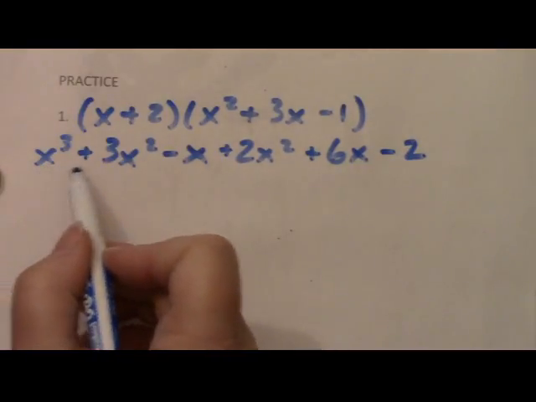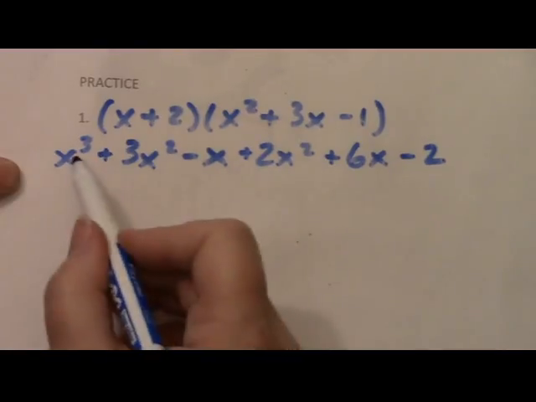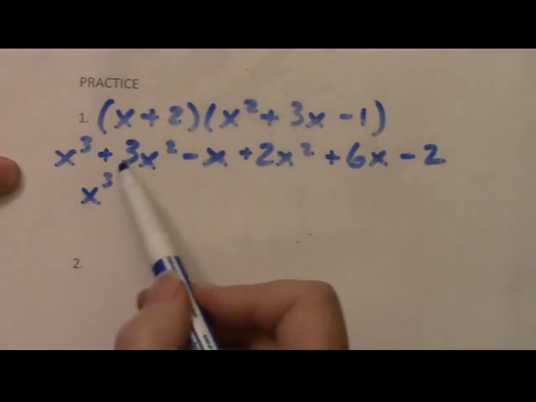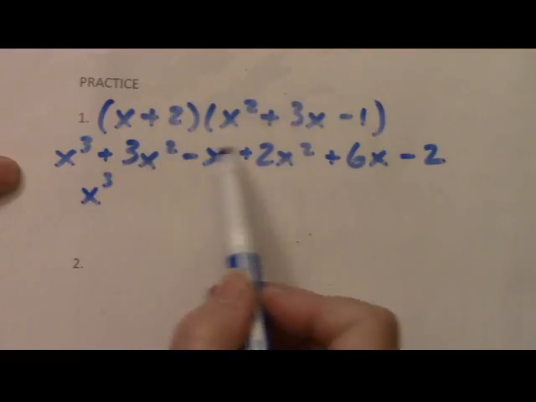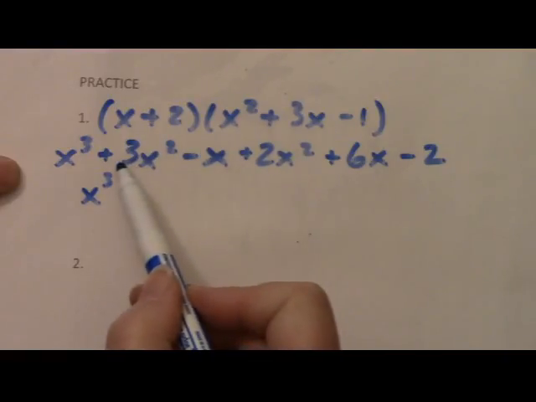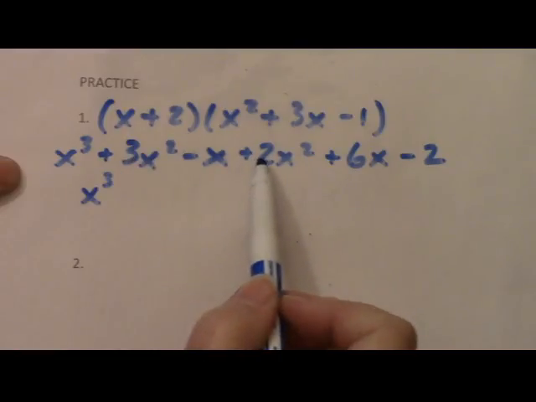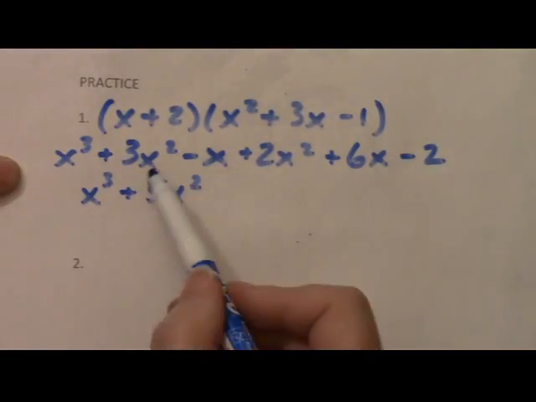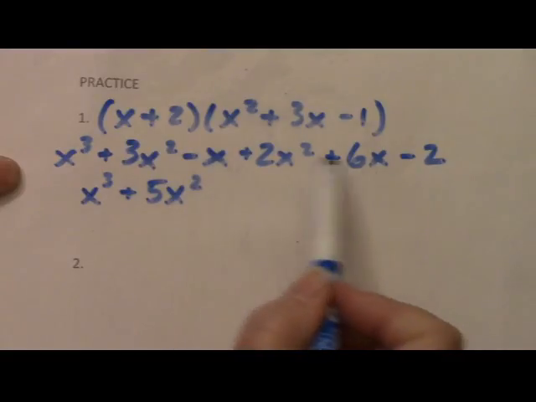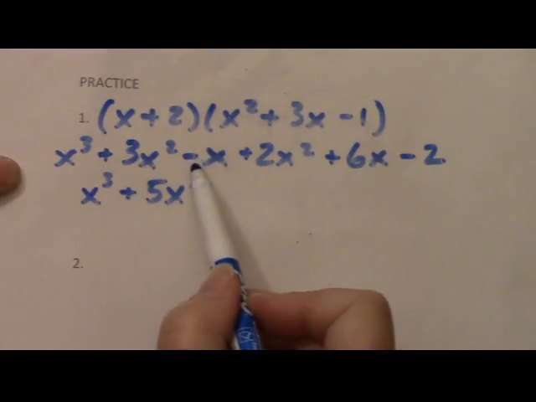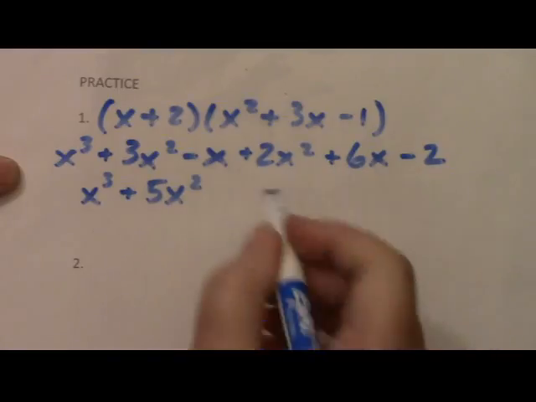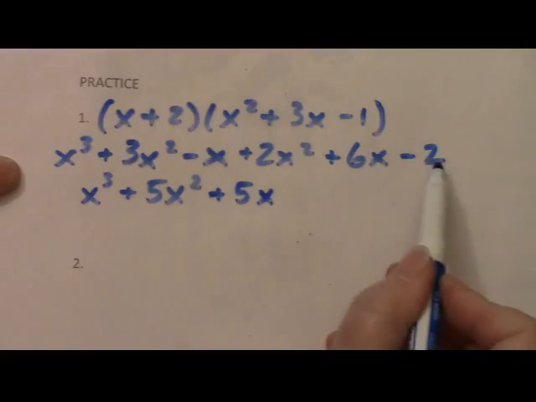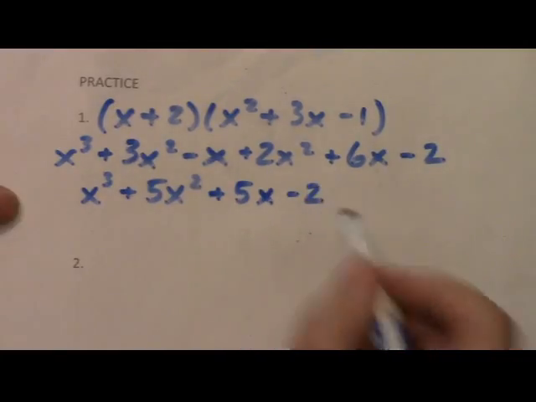Now I'm going to combine all my terms that are the same. I don't have anything else that's cubed, so I have x cubed. Do I have anything else that's squared? I do. I have a term right here. So I have a positive 3 and a positive 2, gives me plus 5x squared. Do I have another x term? I do. These two right here. Negative 1 plus 6 gives me a positive 5x. What do I have left? My constant at the end. There you go.